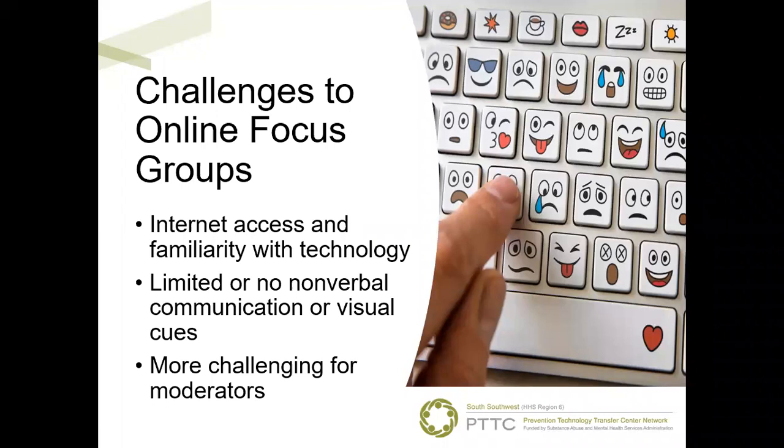There may be limited or no nonverbal communication or visual cues. When you do a live focus group, you're kind of always watching and listening, and you may even have a co-facilitator. In fact, it's better if you can. It's not always possible. And sometimes they're watching the nonverbals and saying, hey, wait a minute, I saw this. I saw you have a reaction to that. Could you tell us, what's going on?